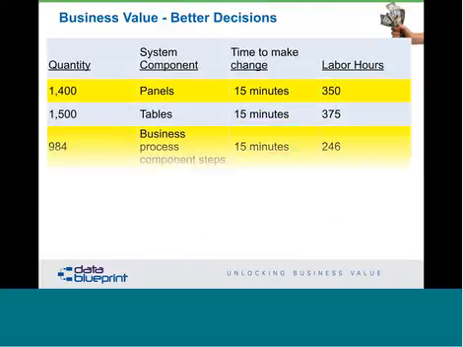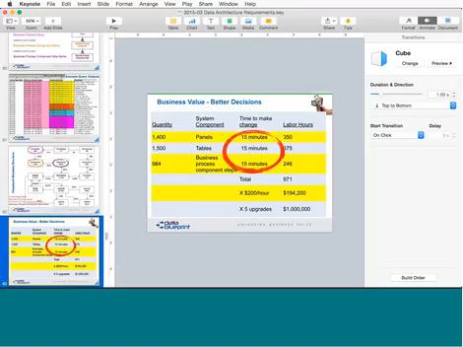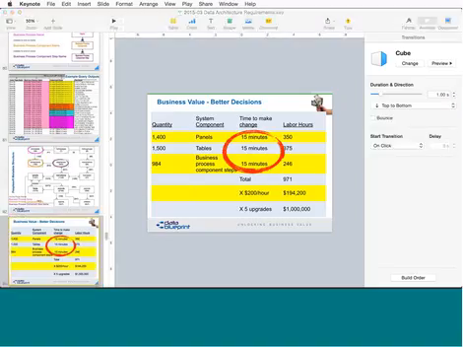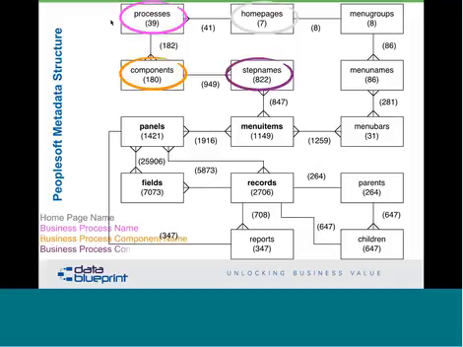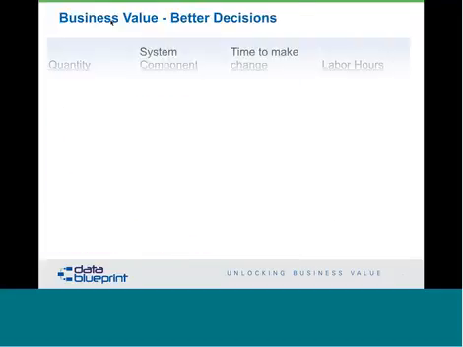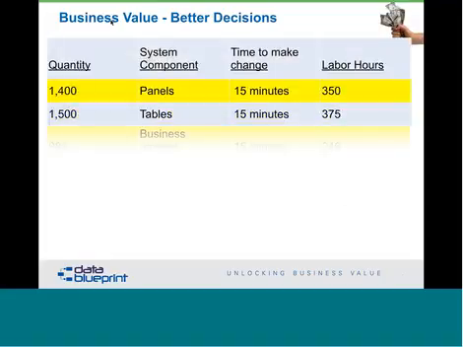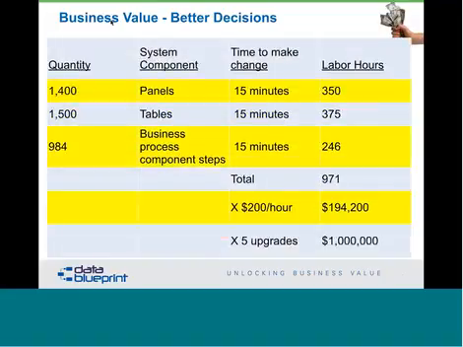But once I have that information, I can, in fact, figure out exactly what I need to do and count up the precise number of things that need to be changed. Again, having these numbers is very, very important because instead of saying not a very big change, I can say 1,400 panels, 1,500 tables, 984 component steps, and I can add in some labor hours at $200 an hour. And in this case, the organization decided that if they were going to make modifications to the system, those modifications should be paid for by the initial project budget for the next 5 upgrades.